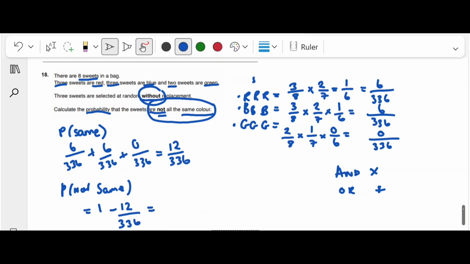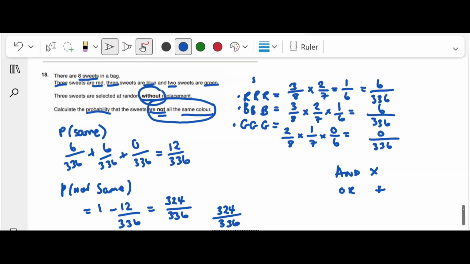So that is going to leave me with 336 take away 12, which is 324 out of 336. And again, your calculator probably simplifies that for you. A simplified answer is fine, and so is this answer. Okay, simplified or unsimplified, that is the correct answer, and that will get you all of your marks. So that was much easier than having to draw a tree.